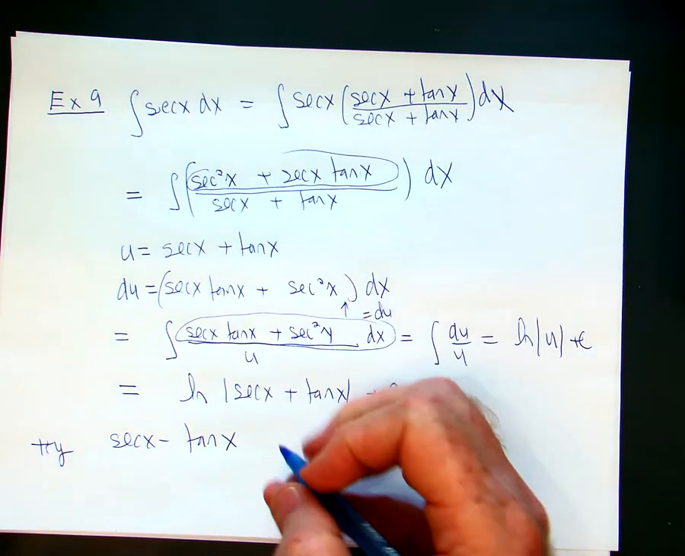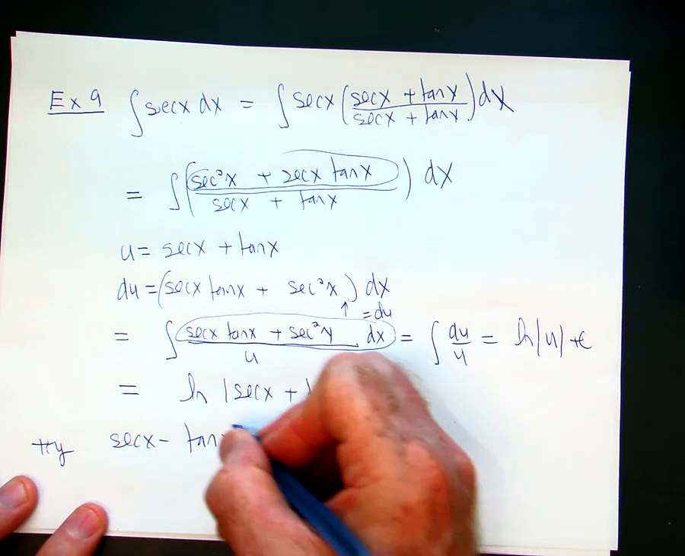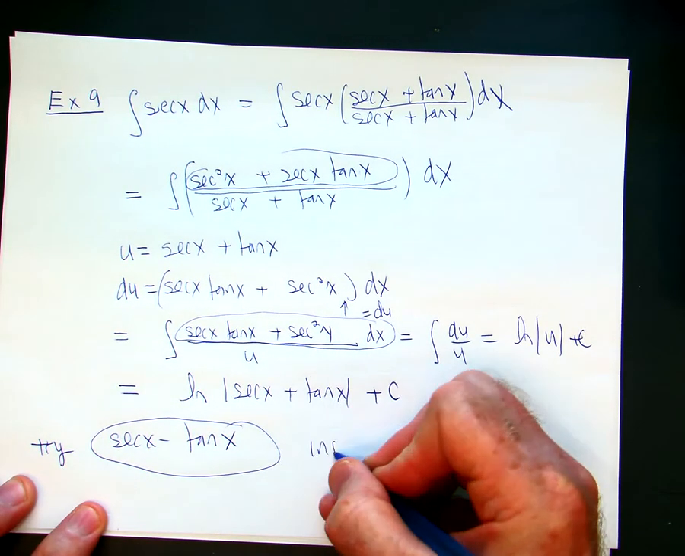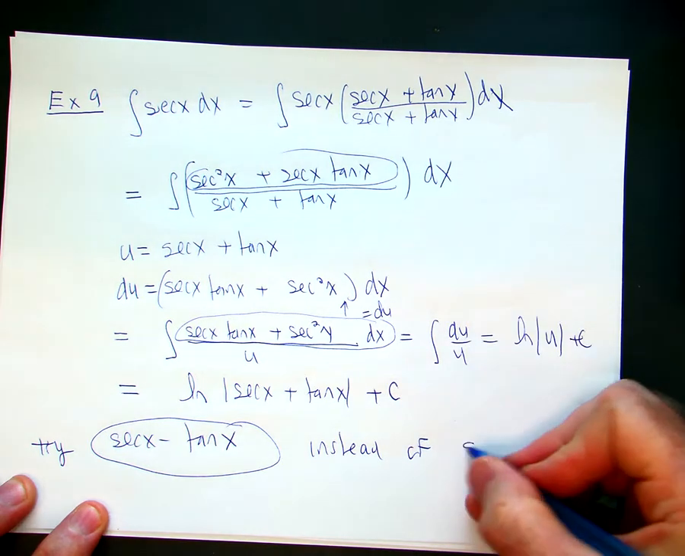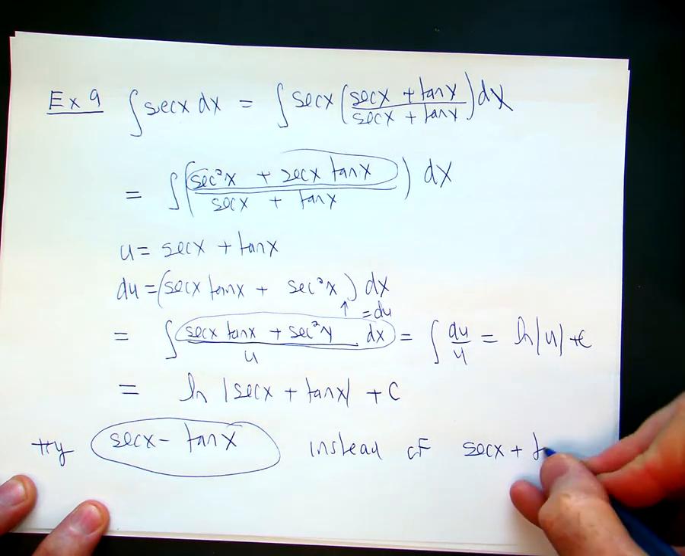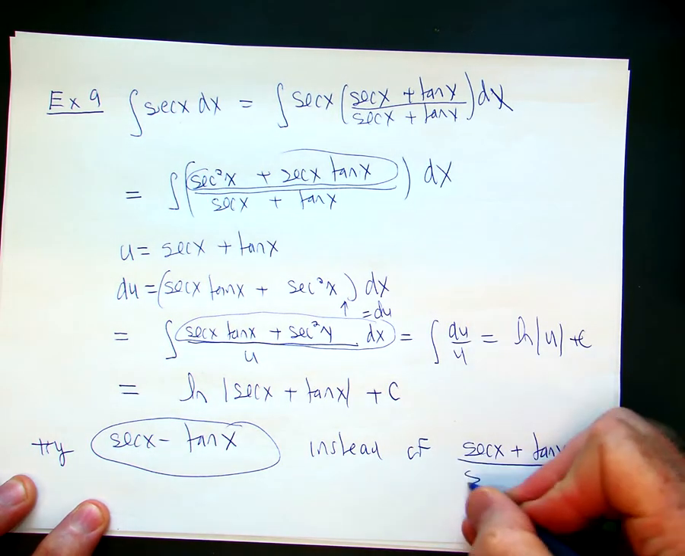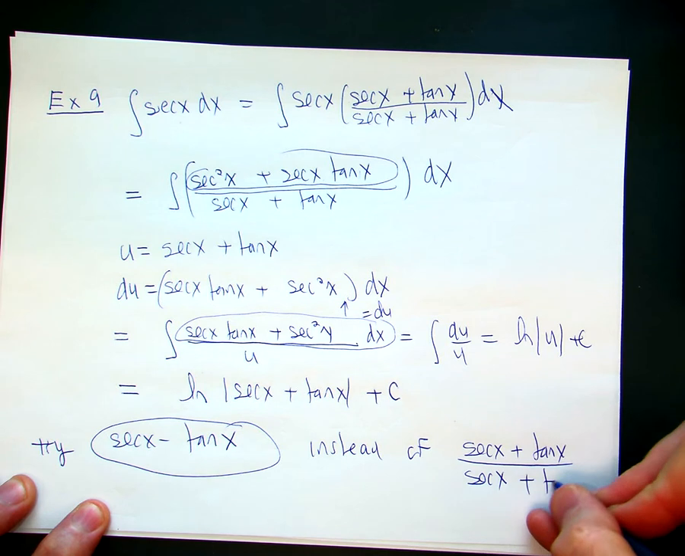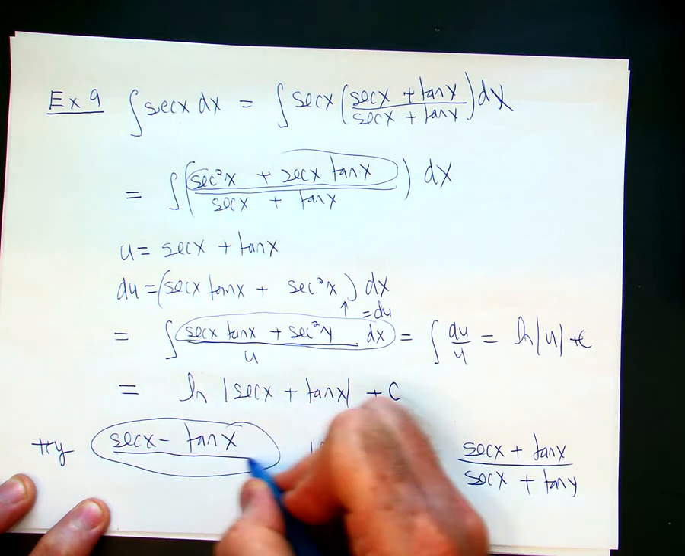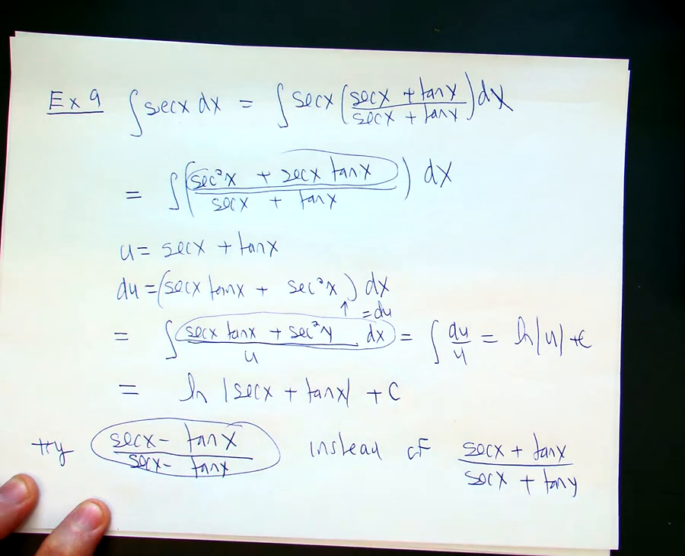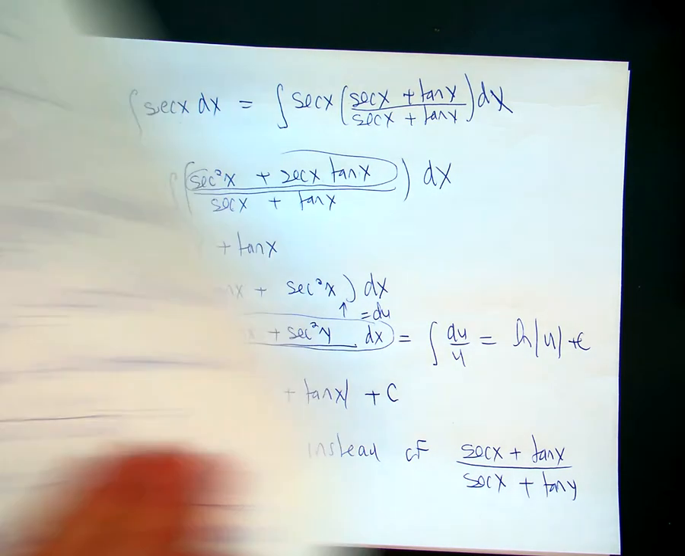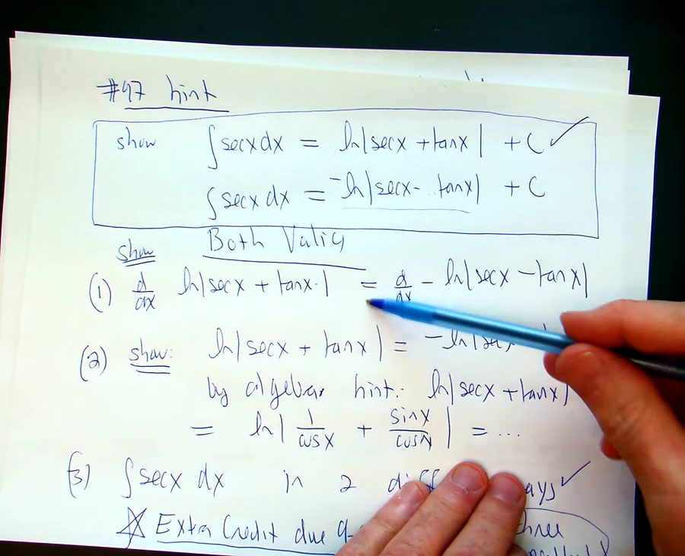My hint is to try this instead of this. In other words, this should be over itself. And then if you do that and go through it correctly, you'll get this. And I think it's the easiest of these three ways.